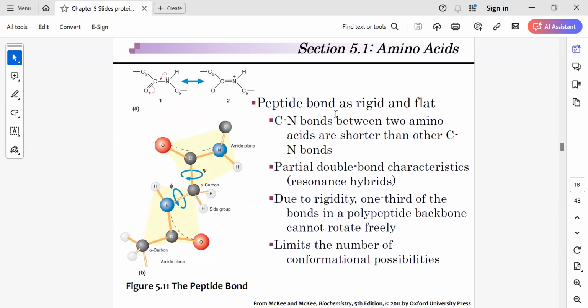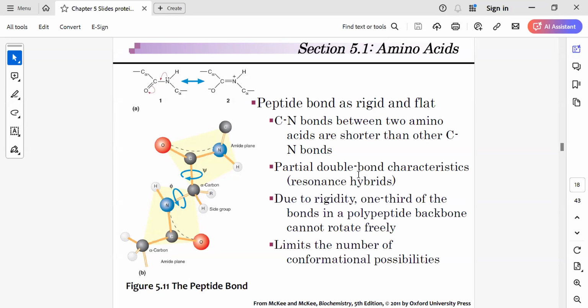Okay, and now we are going to look at some of the properties of peptide bonds. Peptide bonds are generally very rigid, and they are also flat. They have a carbon to nitrogen bond between two amino acids which is shorter than the other carbon to nitrogen bonds. So it means that they have a bond length. Therefore, the carbon to nitrogen bond found between two amino acids in a peptide linkage is shorter than that of the normal carbon to nitrogen bond.